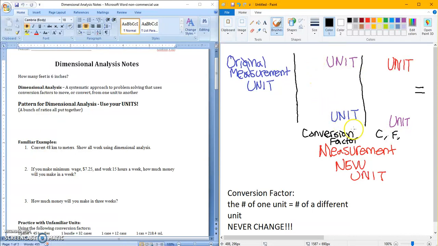Next thing, I have inside of these little, after the line, they're called conversion factors. A conversion factor is just the number of one unit has to equal the number of a different unit. So for instance, if this was inches and this was feet, I would have to make sure I found out how many inches are in a foot. So I know that there are 12 inches in 1 foot. If you've already put your units in, then it's no big deal.